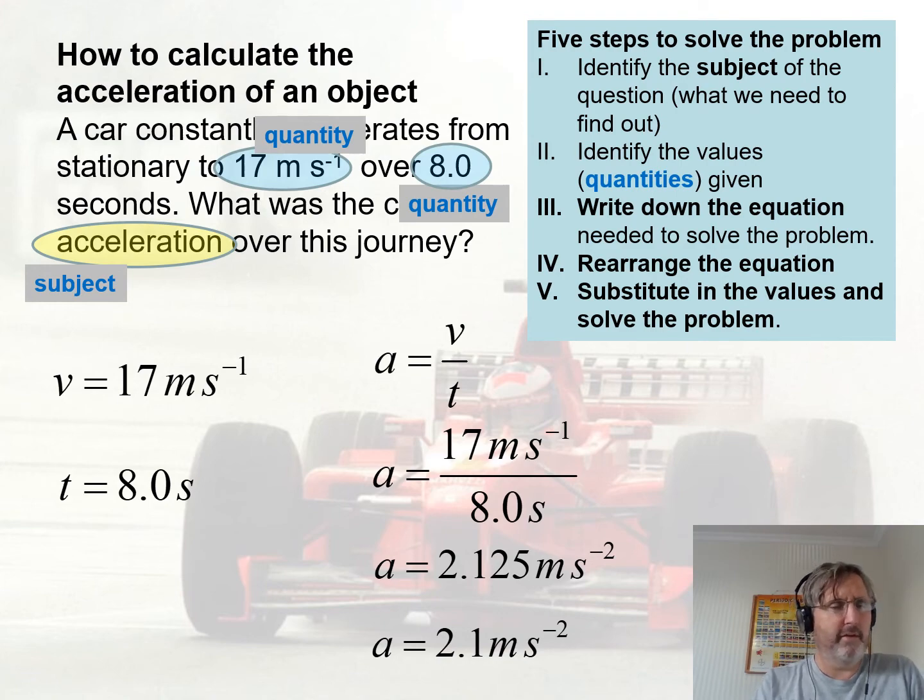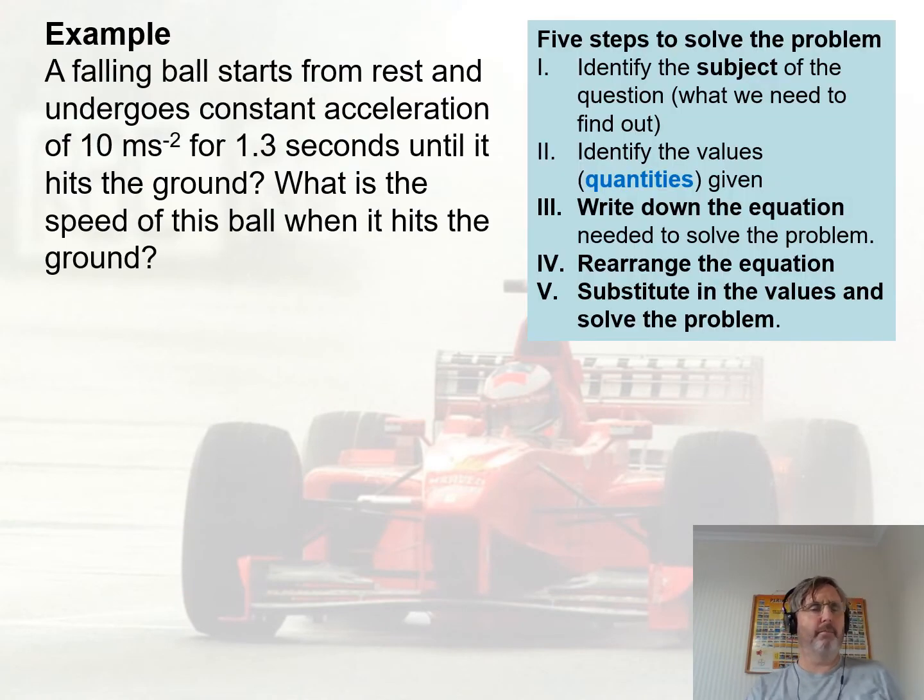So what if we do have to rearrange? Well, let's have a look at that. Here's another example. A falling ball starts from rest. So someone's dropped a ball. It undergoes constant acceleration of 10 meters per second per second. Any object that falls through the air accelerates at 10 meters per second per second. It does that because there is an unbalanced force of gravity acting on it. We don't need to know that for this question, but that's why. So it accelerates for 1.3 seconds until it hits the ground. What is the speed of the ball when it hits the ground?